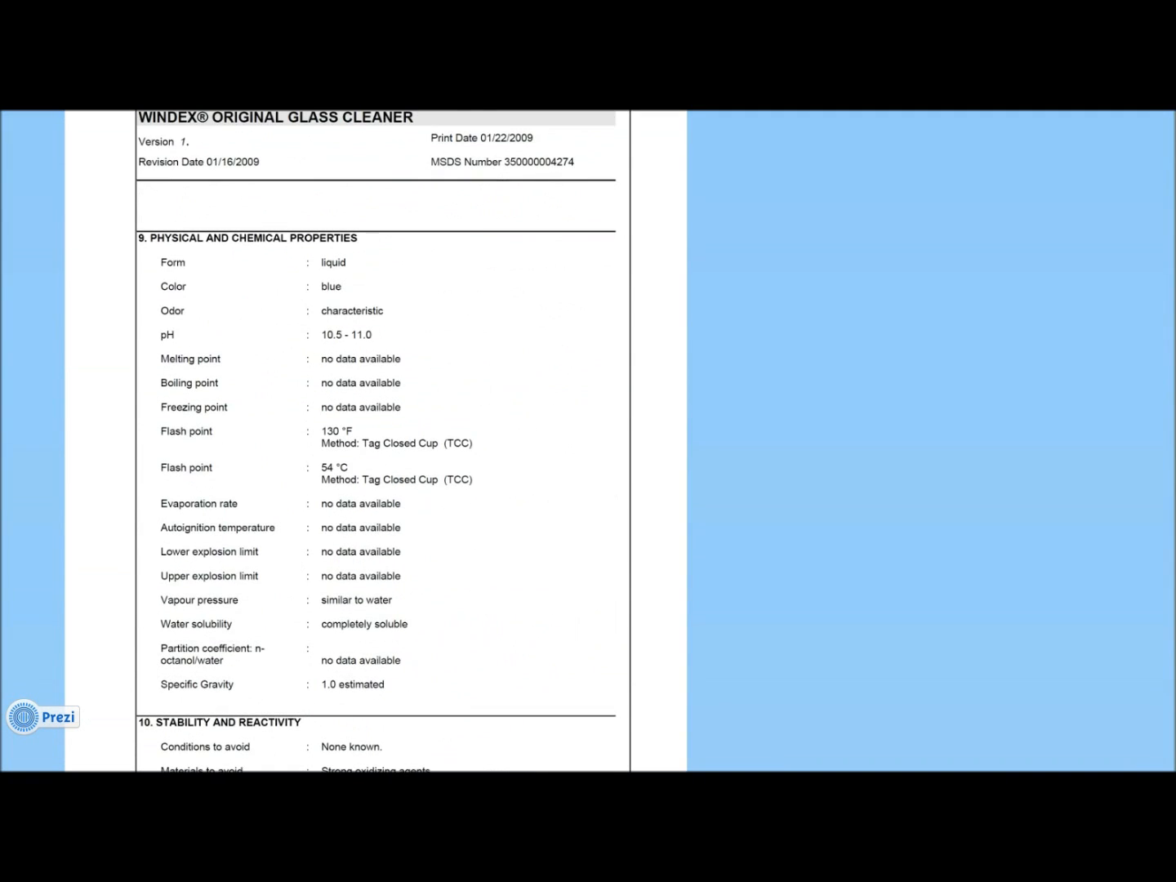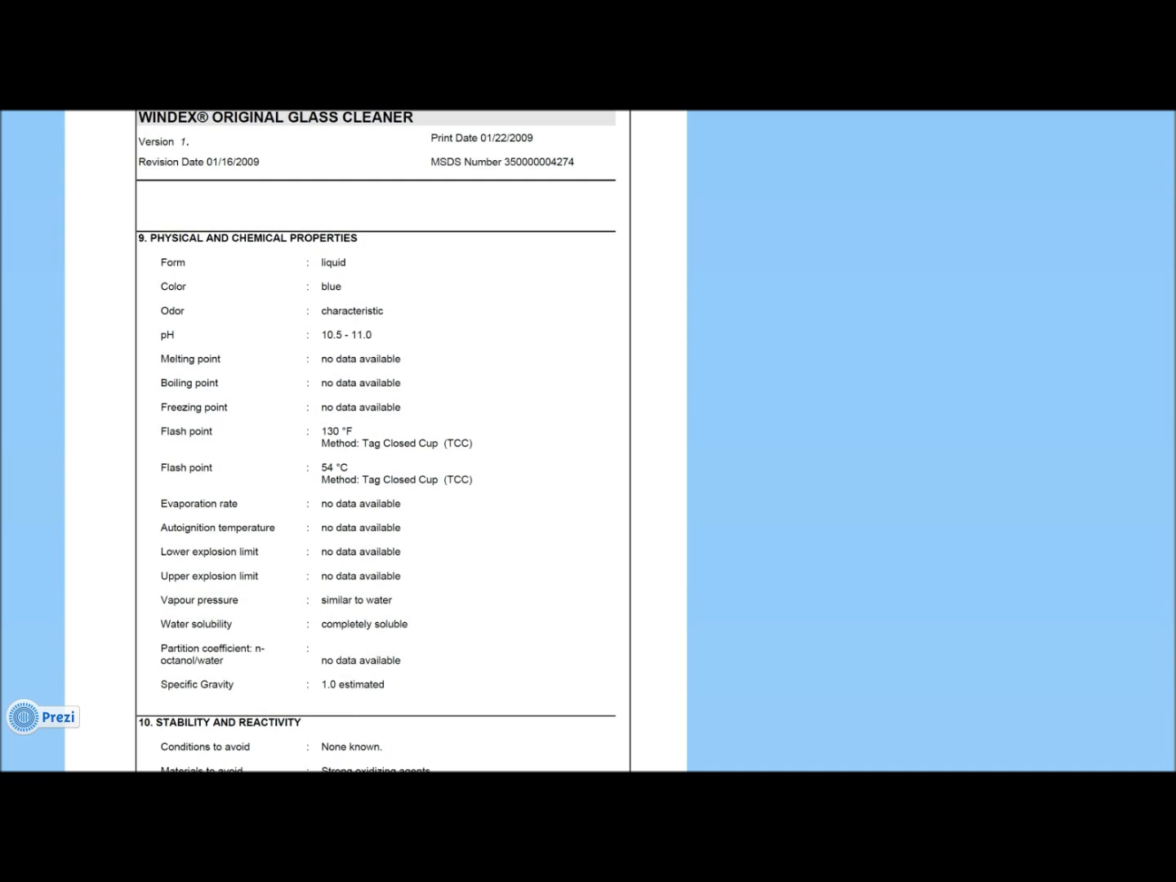All other sections contain other technical and scientific information, such as physical and chemical properties, stability and reactivity information, toxicological information, exposure control information, and other information including the date of preparation and/or the last revision of the safety data sheet.